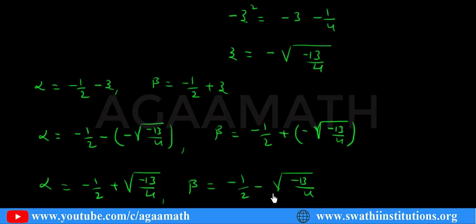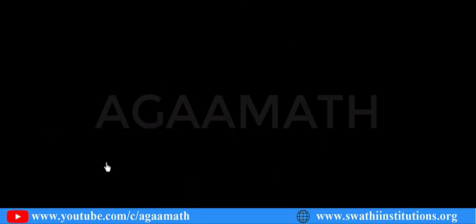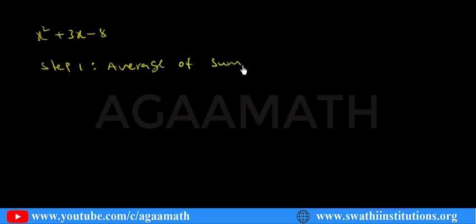One more example I would like to explain to you for a better understanding. Let me take a polynomial that is x squared plus 3x minus 8, right? So what are the steps to be followed? Step one is the average of the sum of the zeros.